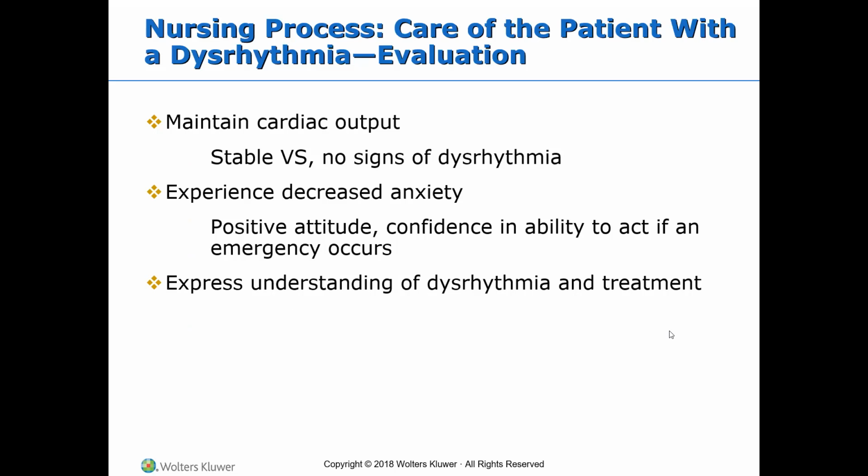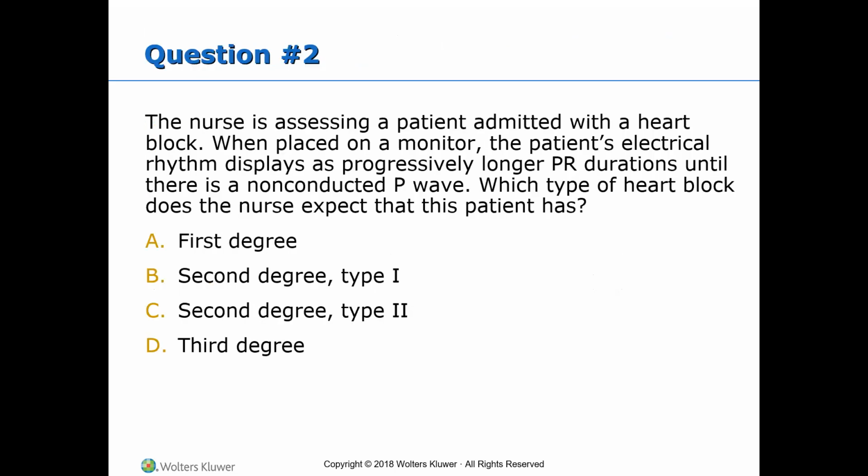And then also the care of the patient with the dysrhythmia, the evaluation. We're maintaining cardiac output, stable vital signs, no dysrhythmia, experiencing decreased anxiety, positive attitude, confidence and ability to act in an emergent situation, and expressing understanding of the dysrhythmia and treatment. The best thing you can do is educate your patient on how they can best take care of themselves, them and their family members. So here's your question number two, and you can pause it here if you need more time.